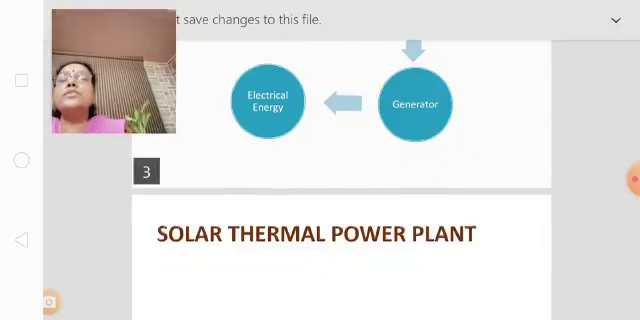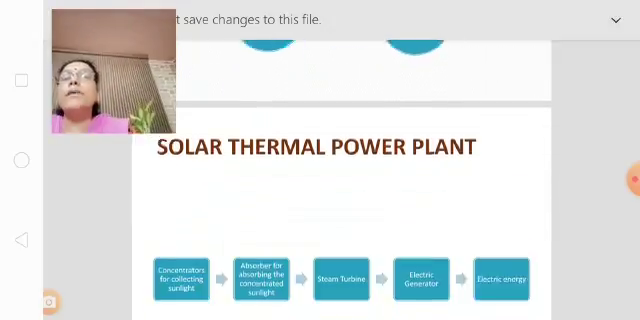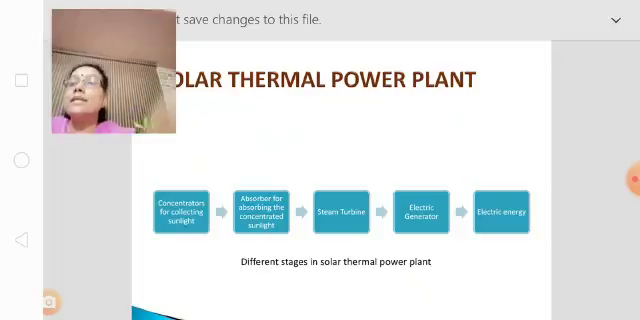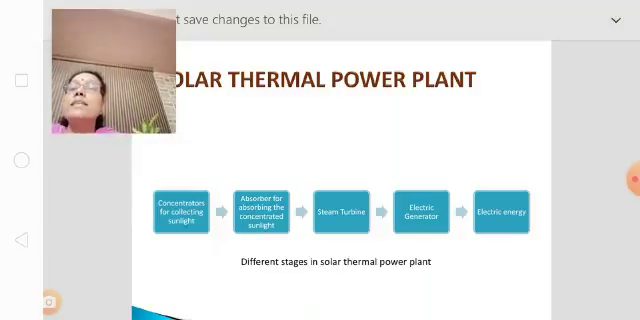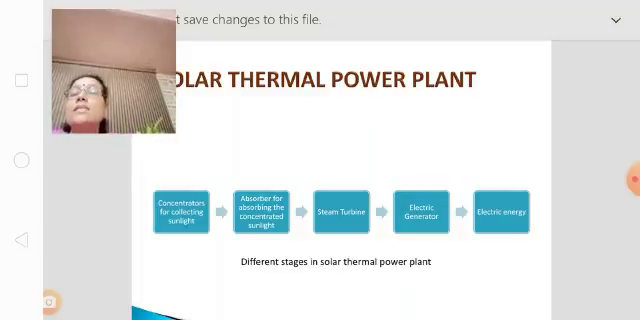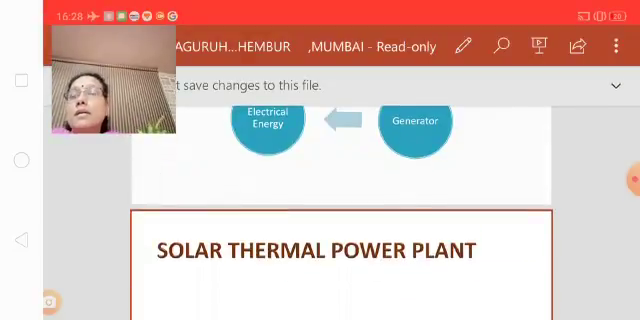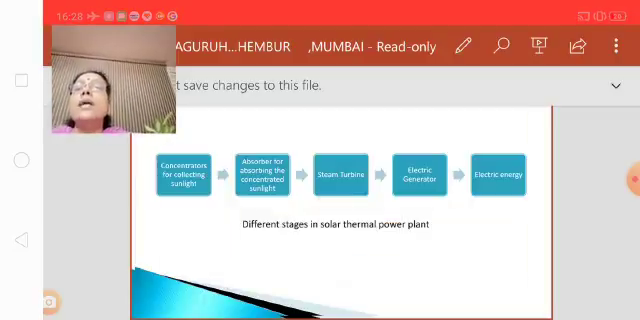Now let us move to the solar thermal power plant. Solar energy. Solar is also a natural source like wind. From sunlight, solar energy we can save in the power grid, and whenever we require it we can utilize it. So nowadays in many places you can see solar power plants.